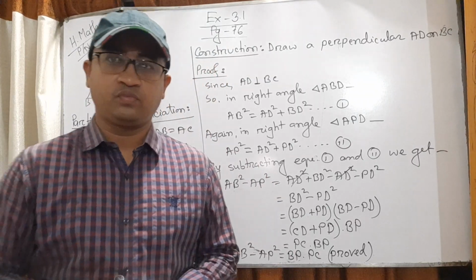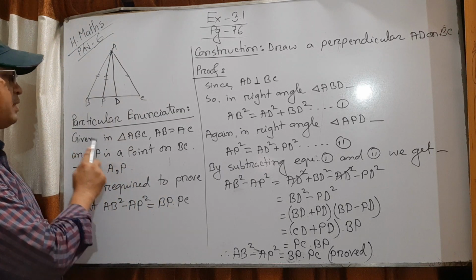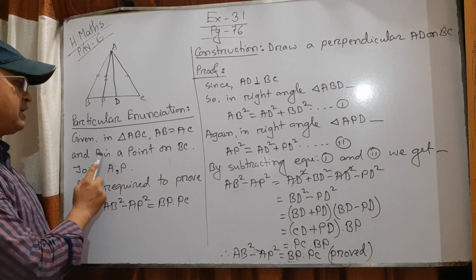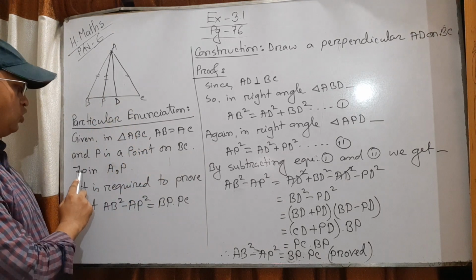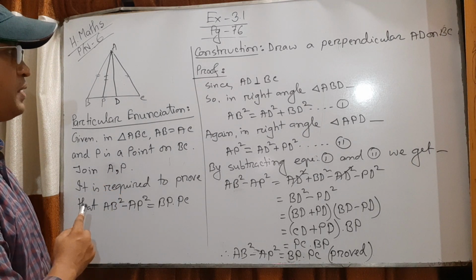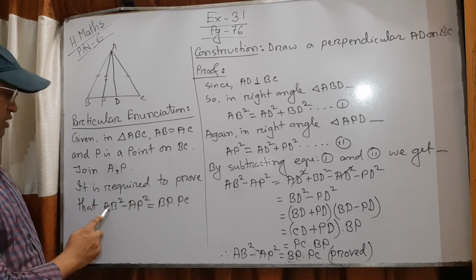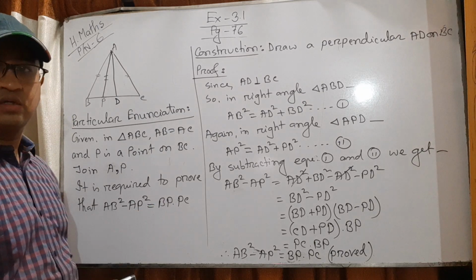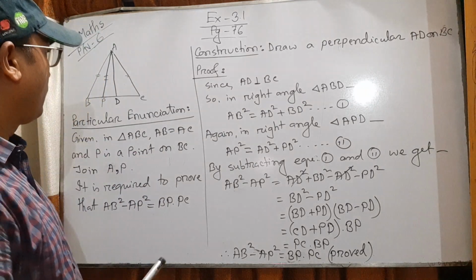Now student, at first the given. Look, given in triangle ABC, AB equal to AC and P is a point on BC. Join AP. We will join AP. So it is required to prove that AB square minus AP square equal to BP into PC. We will prove that.